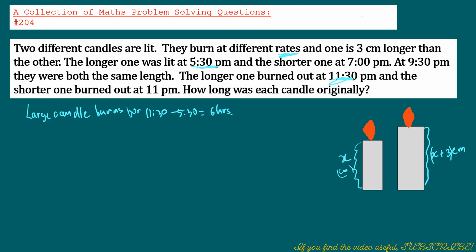This is the difference from any other question that you would have on this time and speed and related topic. So the large candle burns for 6 hours, and the small candle, lit at 7 p.m., burns until 11, so it would be 11 minus 7, and that is 4 hours.